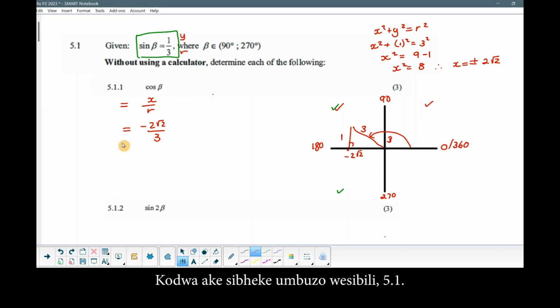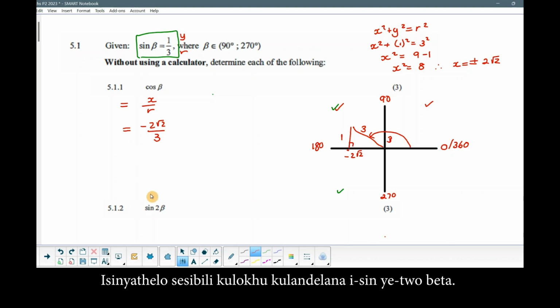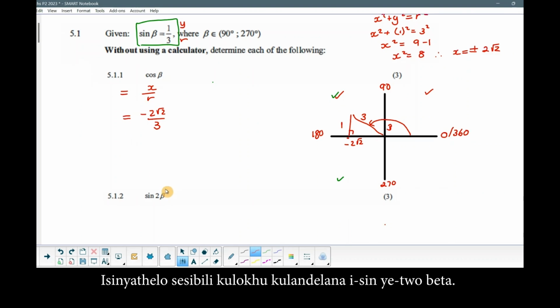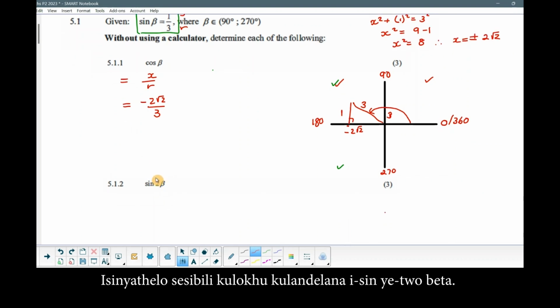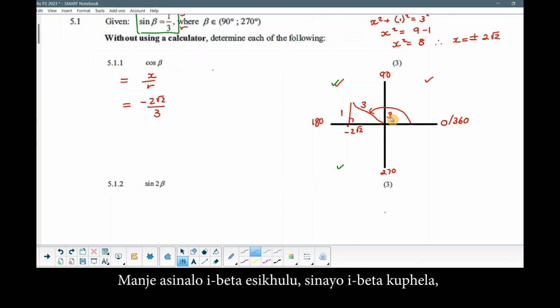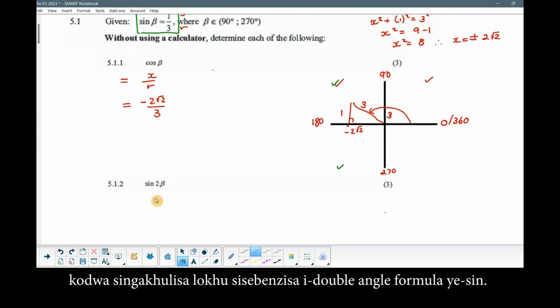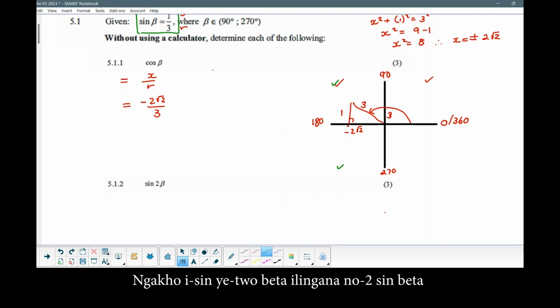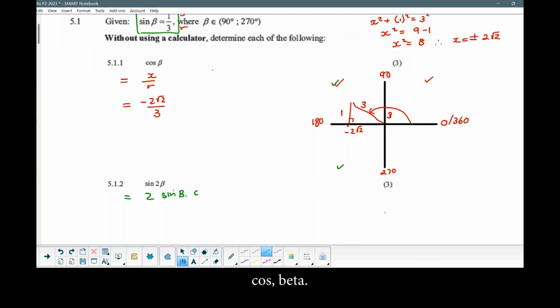All right, let's look at the second question, 5.1.2 in this continuation. Sine of 2 beta. Now, we don't have 2 beta in here. We just have beta. But we can expand this using the double angle formula for sine. So sine of 2 beta is equal to 2 sine beta times cos beta.